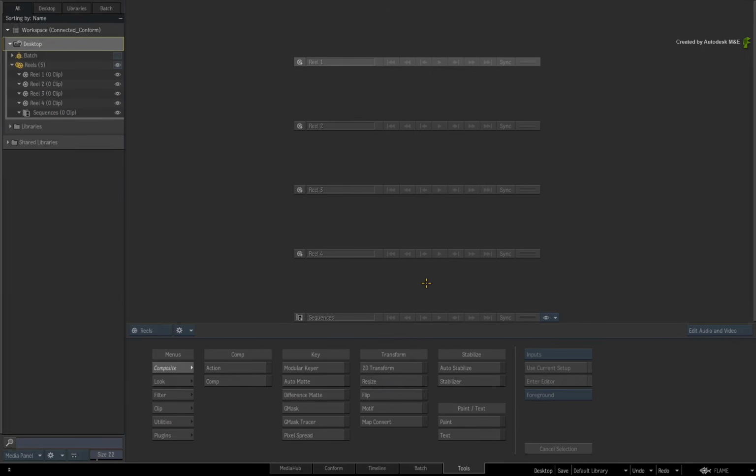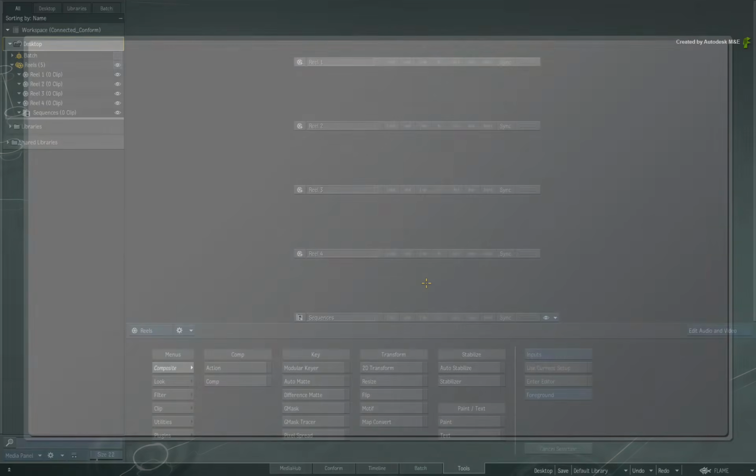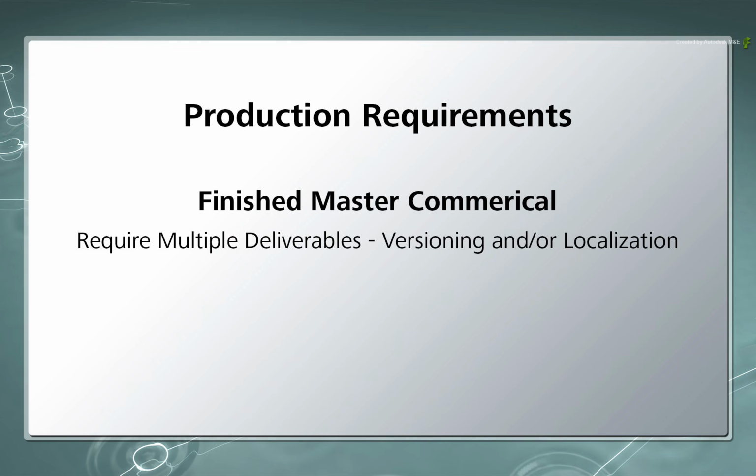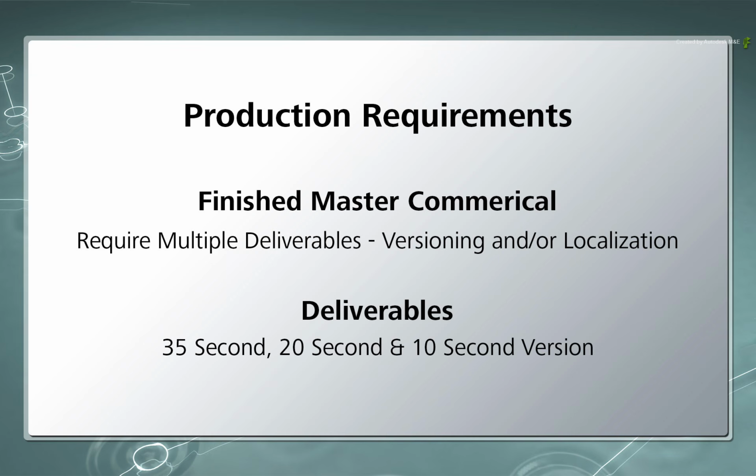In this video series, we're going to cover a new workflow known as the Connected Conform. I know that every Flame artist will benefit from this toolset, but it's primarily aimed at those of you who are in the business of creating multiple deliverables. For example, you're working on a commercial spot and you have to produce multiple sequences using the same footage. So you could have a 35-second, a 20-second, a 10-second version, and so on.